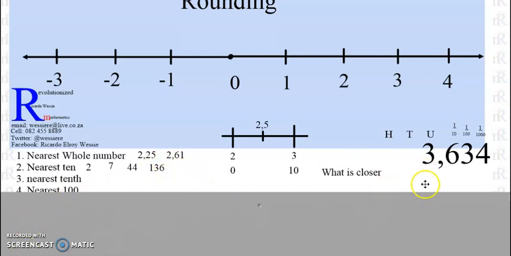Now we go back to what we've been taught at primary school, when we work with hundreds, tens, and units, tenths, hundredths, thousandths. So, if I look at the number 3,634, I'm working with 3 units, 6 tenths, 3 hundredths, and 4 thousandths. So, if I have to round off to the nearest tenth, then I'm referring to this number.